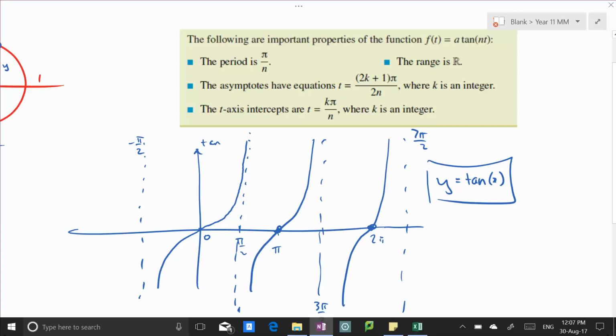So if you shrink the graph, you just make it thinner. That's it. Okay? So if you had n equals 2, then within 0 to 2 pi, you're going to have 2 cycles going on. So this is 1 cycle, this is 2.